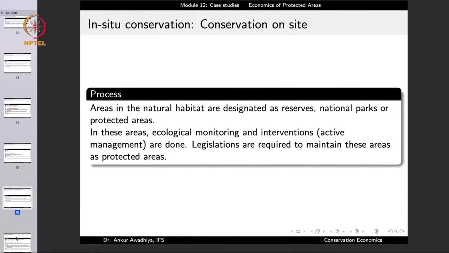So what we do in the case of in situ conservation is that, first of all, we designate a place as an in situ conservation facility, such as a national park or a wildlife sanctuary or any other modes of protected areas. Now, different countries may be using different terms, but you get the idea. So, the first step is to use legislation to designate an area as a protected area or as an in situ conservation area. Once you have done this designation, then laws will be used to ensure that people do not enter into this area or to regulate the movement of people into this area. And also we do active interventions, that is active management, such as control of forest fires or control of invasive species or provisioning of water.